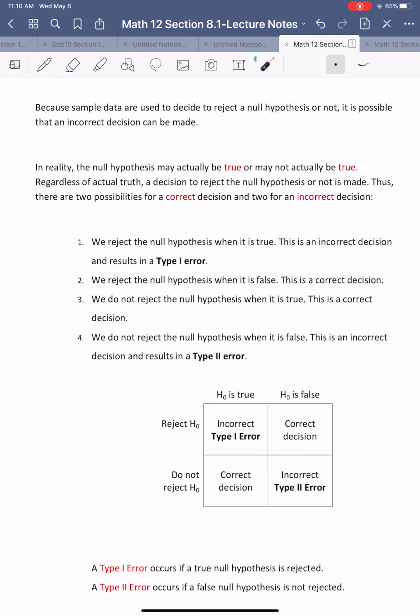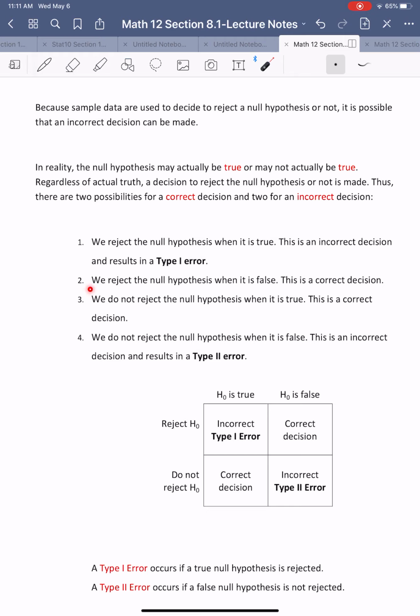Alright, because sample data are used to decide whether or not to reject the null hypothesis, it is possible that an incorrect decision could be made. In reality, the hypothesis may or may not actually be true. Regardless of the actual truth, the decision to reject or not reject the null hypothesis is made. Thus, there are two possibilities for a correct decision and two for an incorrect decision. Number one, reject the null hypothesis when it is true. This is an incorrect decision, the result of a type 1 error.